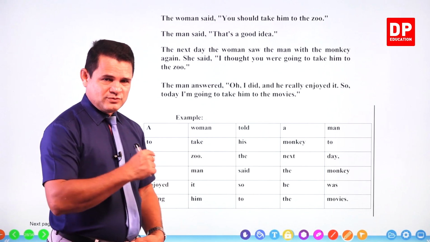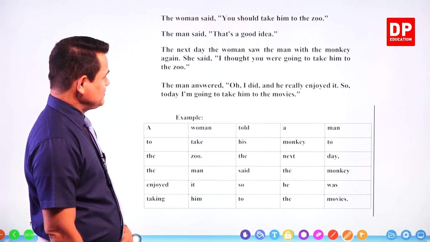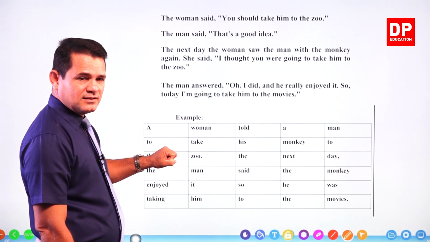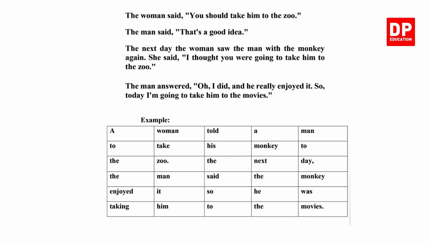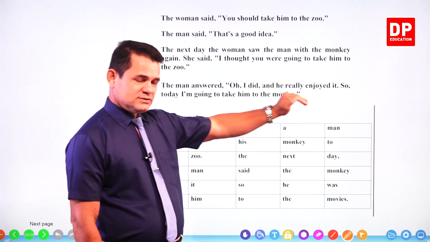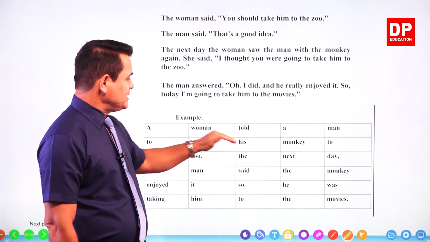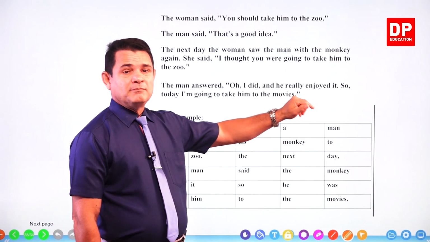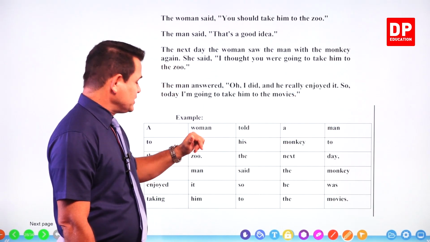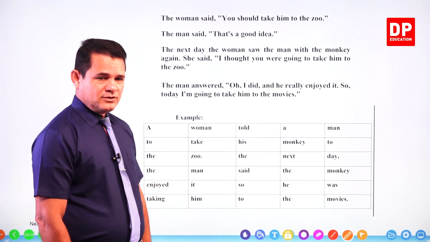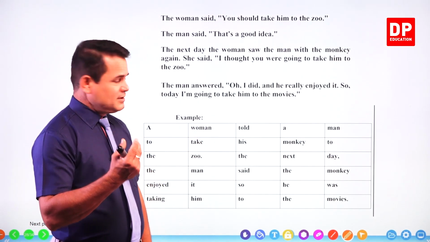I'll show you one example. Look, just have a look at this one. A woman told a man to take his monkey to the zoo. A woman told a man. ගැහණු කෙනෙක් කිව්වලු මිනිස්සෙකුට to take his monkey, එයාගේ monkeyව zoo එකට ගෙනියන්න කියලා. Now you see that is the main idea.